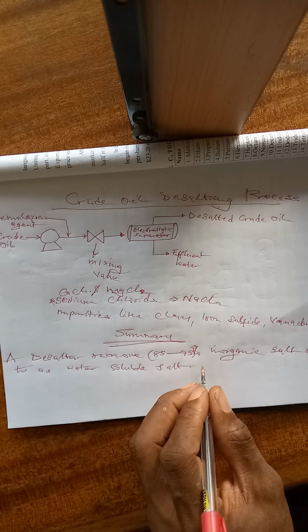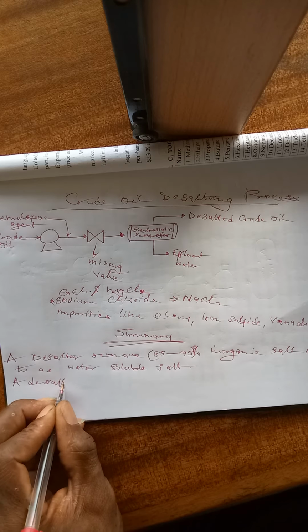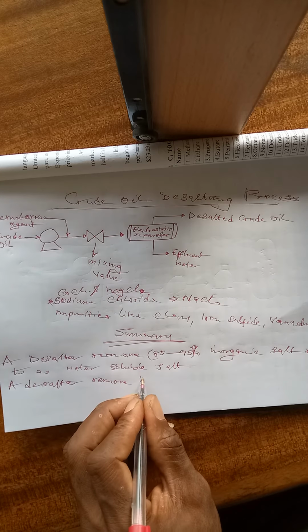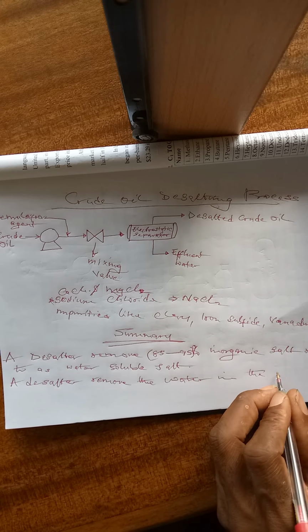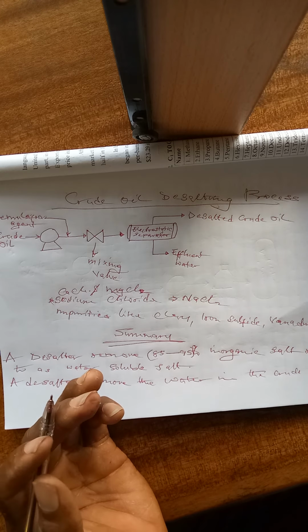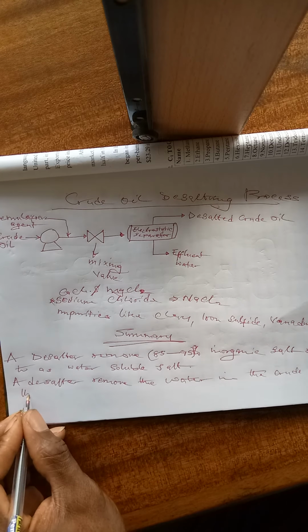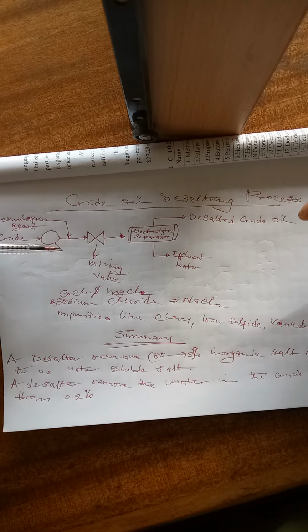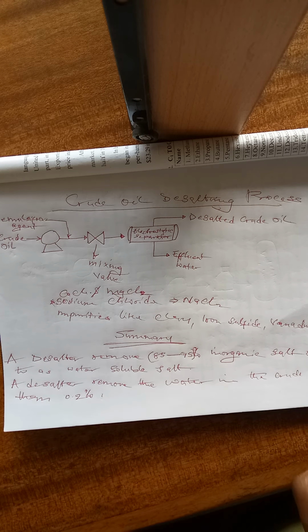And not only that, it reduces the water. A desalter removes the water in the crude, what we term as emulsion, to less than 0.2%, so that when it gets to the furnace, it can easily vaporize before going to the distillation column. So that is what a desalter does.